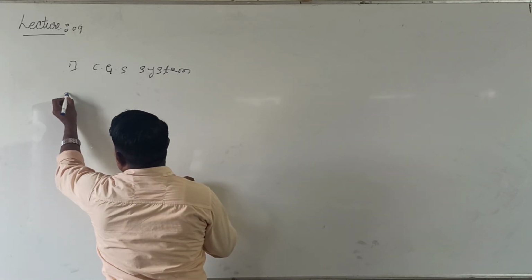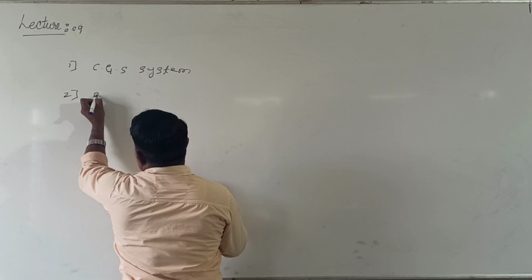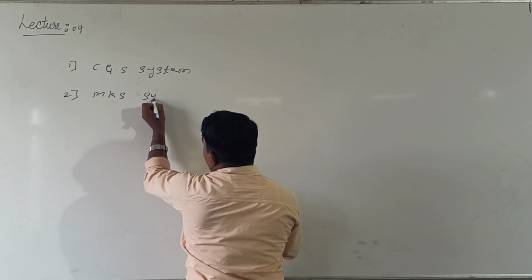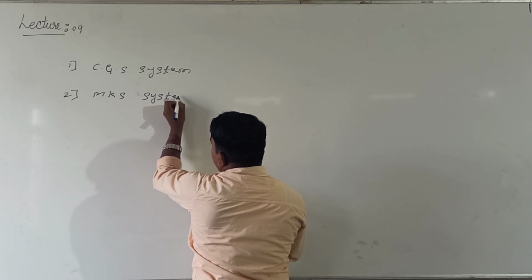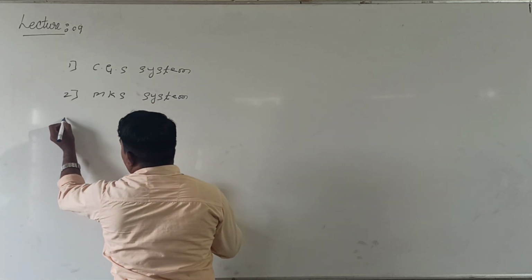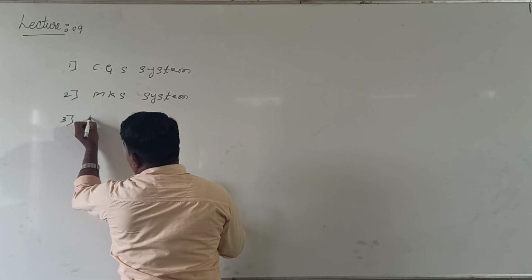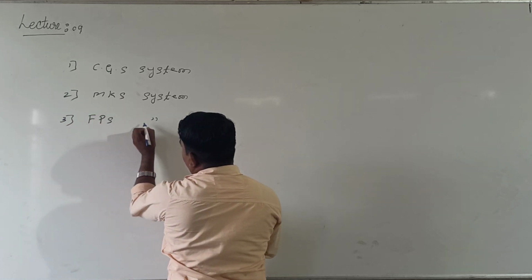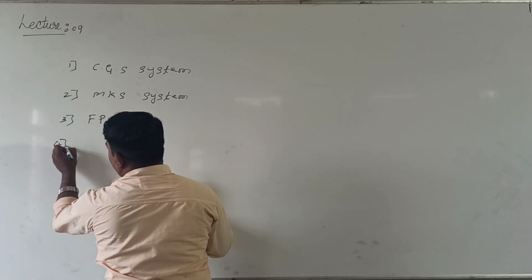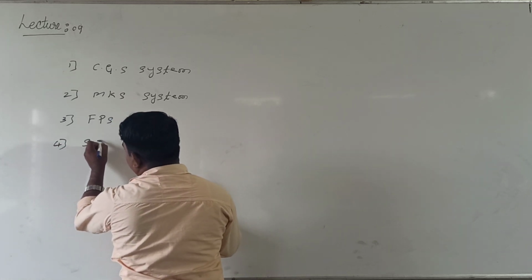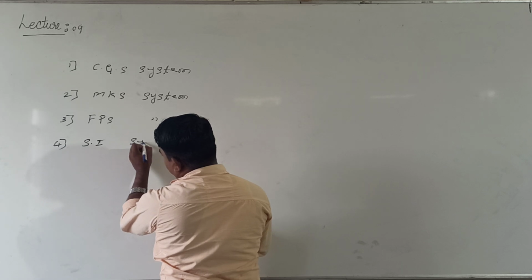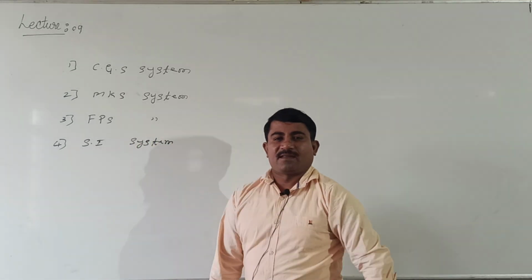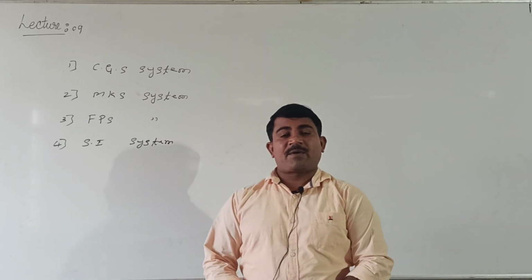Next one is MKS system. Third one is FES system. Fourth one is SI system. Right? These are the four systems of units.